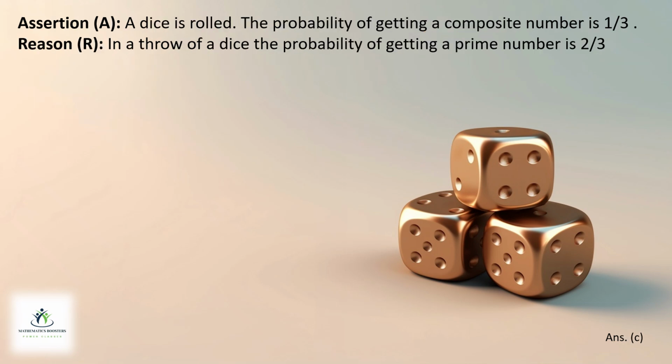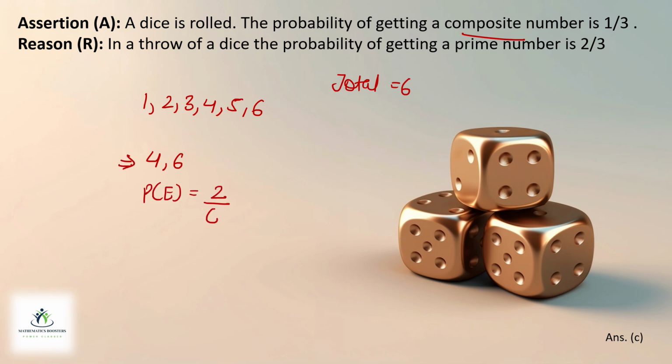A dice is rolled. The probability of getting a composite number. What numbers will we have when we roll a single dice? Total we have 6. Which are the composite numbers? Those which have more than 2 factors. So 4 and 6. That means what will our probability be? 2 by 6, which is 1 by 3.